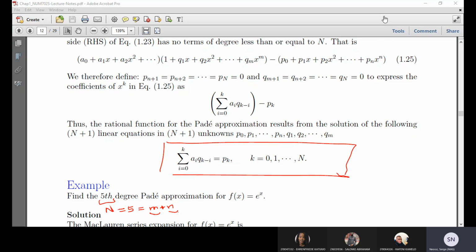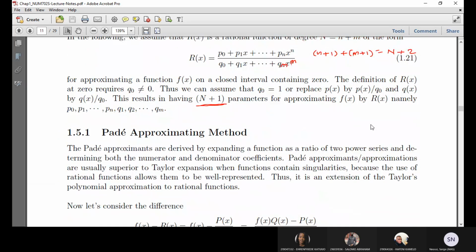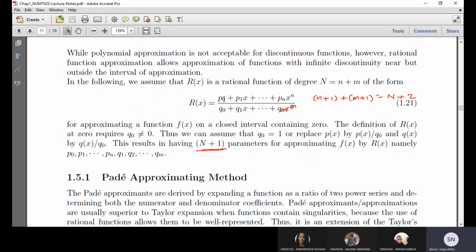Just to quickly recall what we did, we derived the formula that allows us to find the coefficients of our rational function R(x). We saw that when we write our rational function in this form, there is a total of capital N plus 2, where capital N is the degree of this rational function, and the degree is what? The sum of the degree of the numerator plus the degree of the denominator. So that's what gives us capital N.